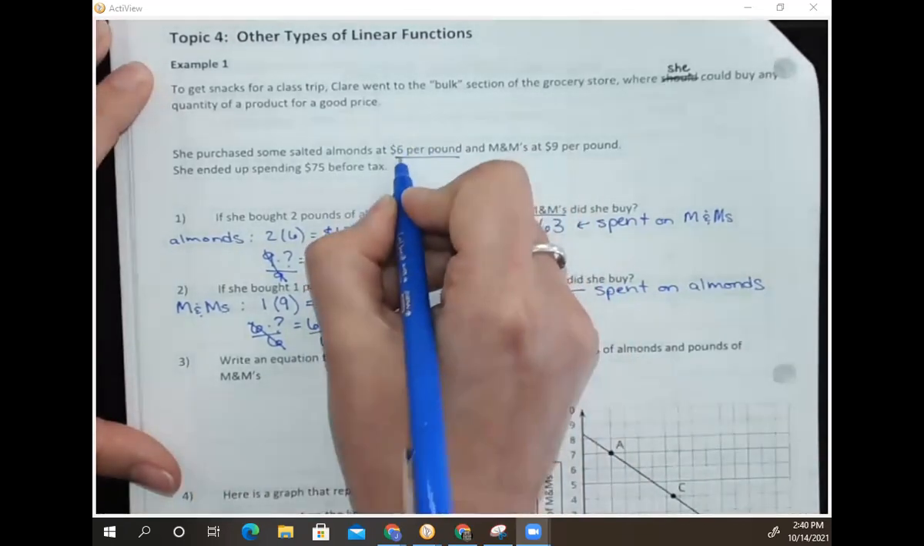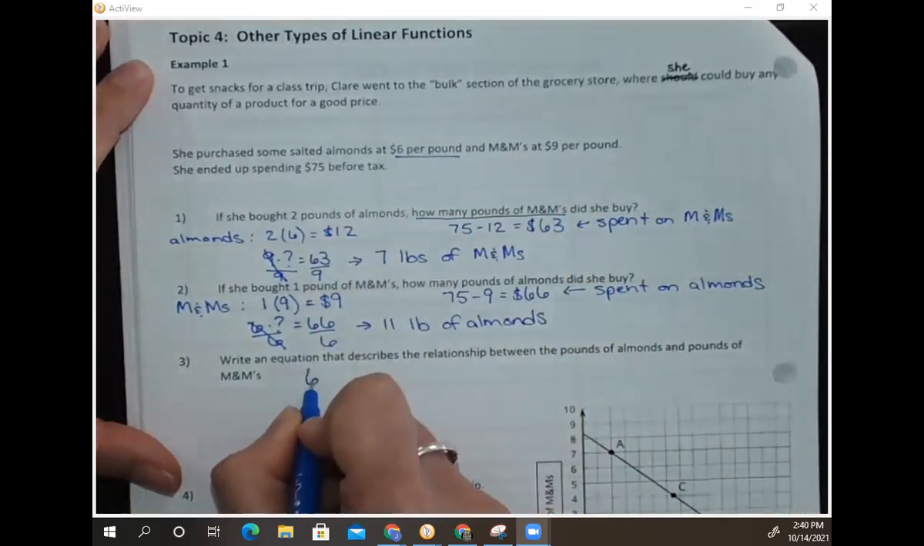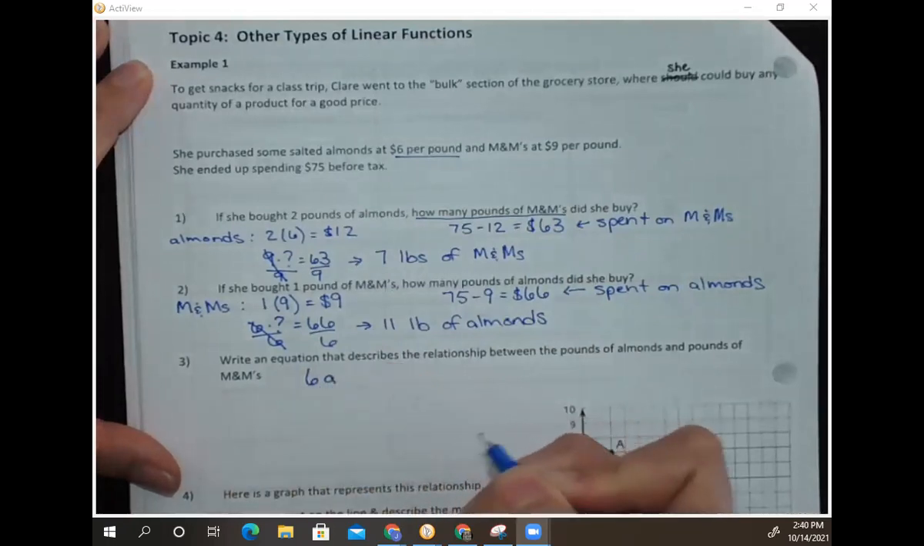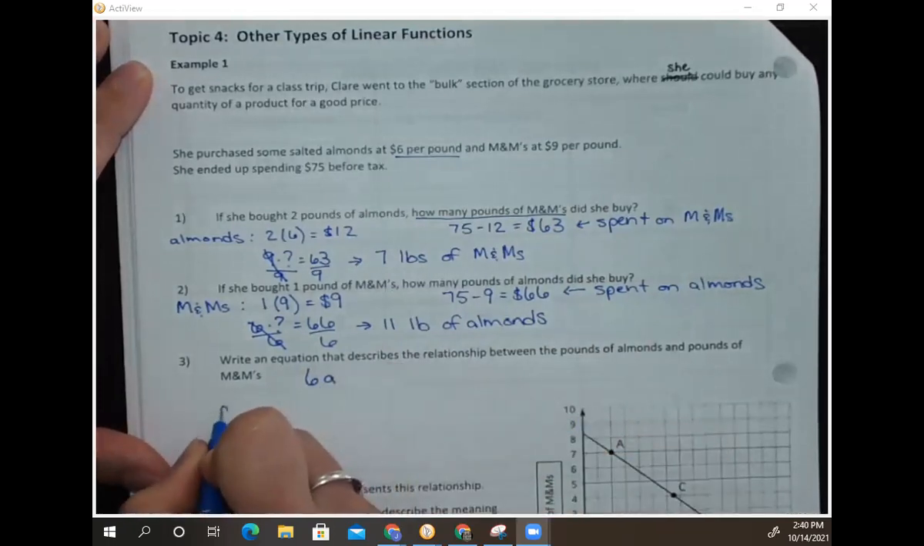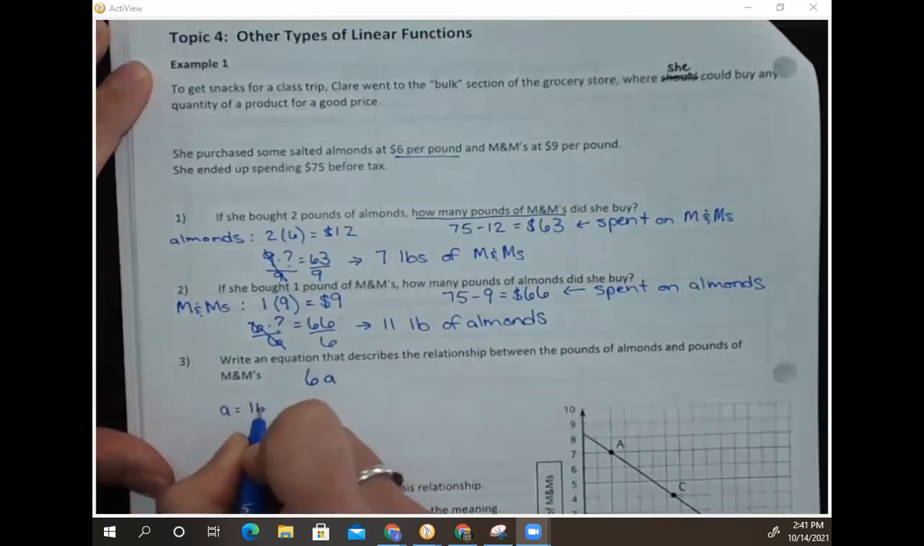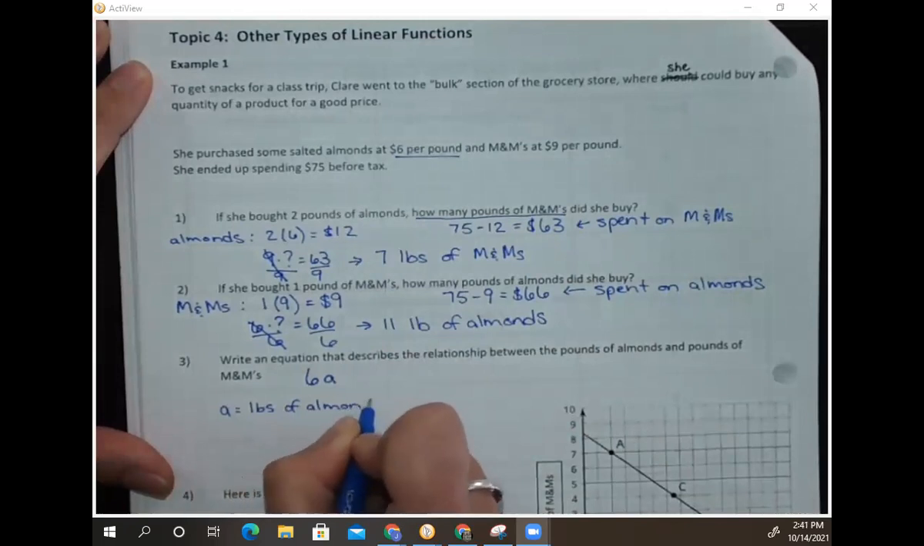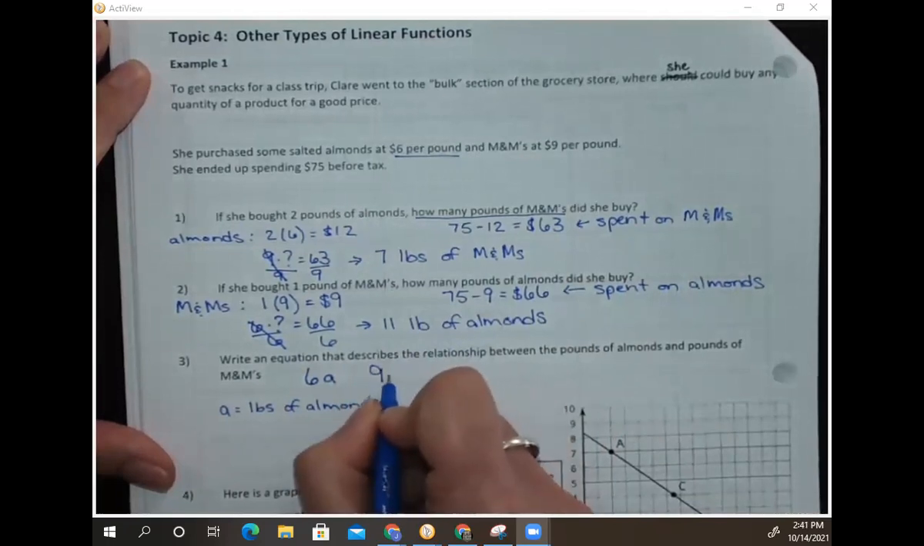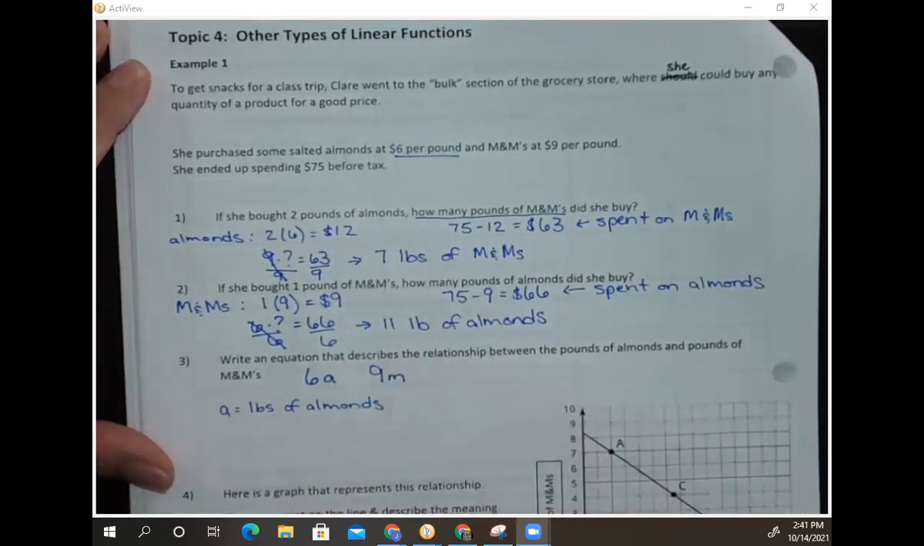So my almonds are $6 per pound. So $6 for every pound of almonds that I buy. I'm going to use A to represent pounds of almonds, and I'll define that down here. A is my pounds of almonds. And then I'm also buying M&Ms, and it's $9 per pound of M&Ms, and I'm going to use M for my M&Ms. So M is pounds of M&Ms.